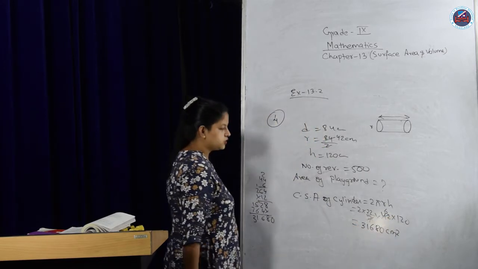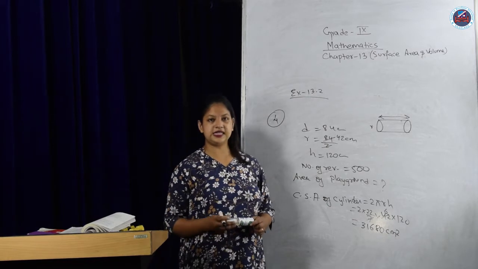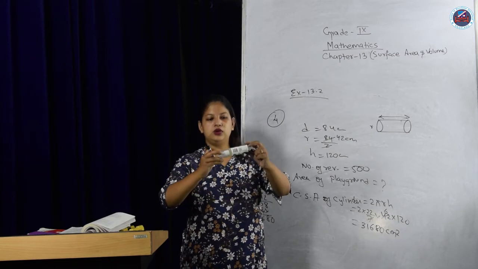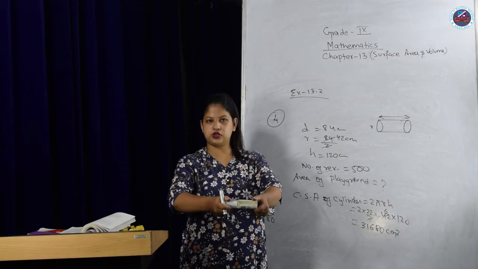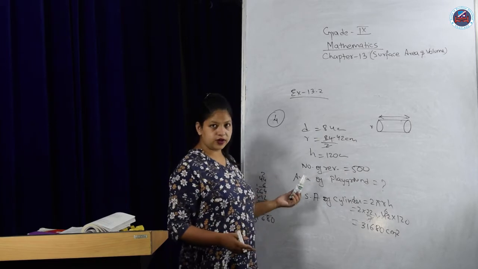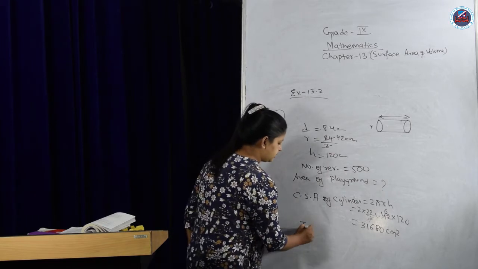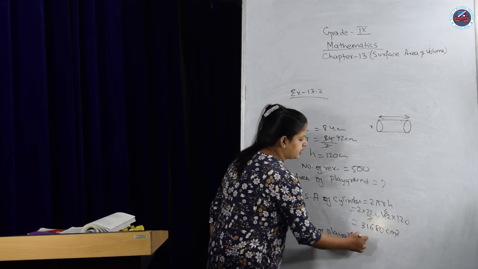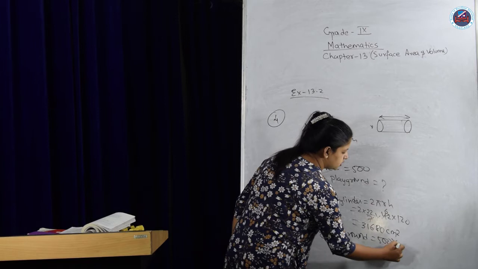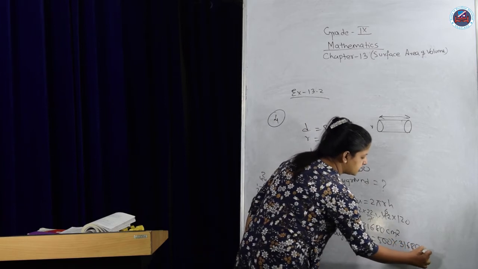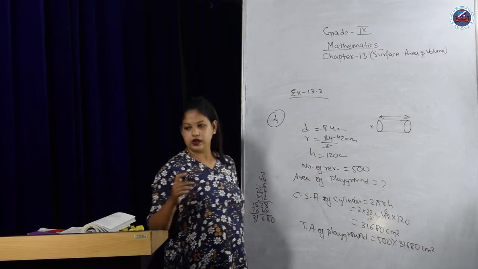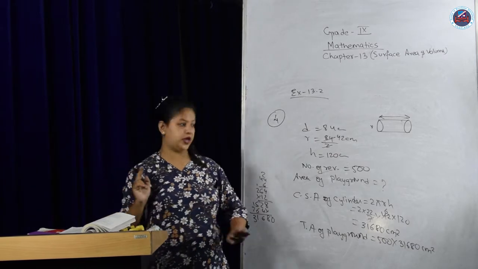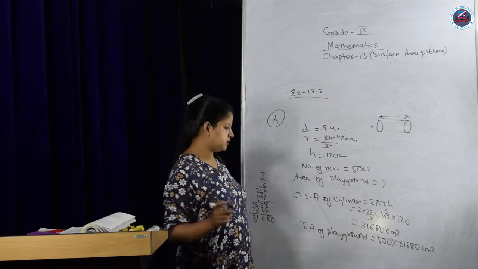centimeter square is the same. But it is clearly said 500 revolutions. 1 revolution, 1 CSA. 2 revolutions, 2 times CSA. 3 revolutions, 3 times CSA. 500 revolutions, so total area of playground would be 500 times 31680 centimeter square. Okay. Your question is asking to find the area in meter square though. Okay, we have to in the end convert centimeter to meter.